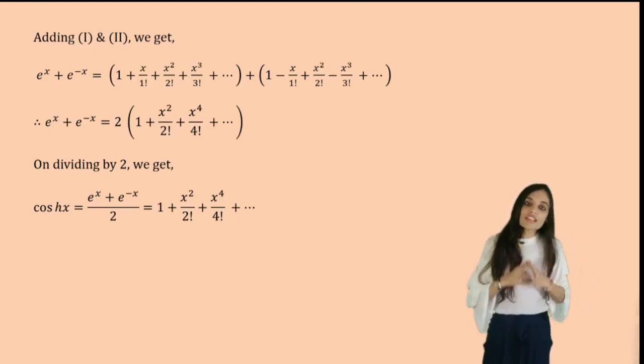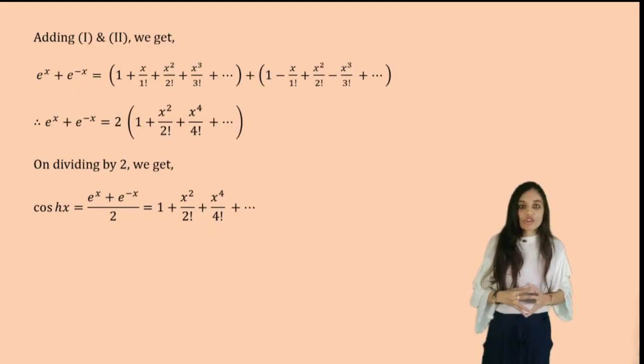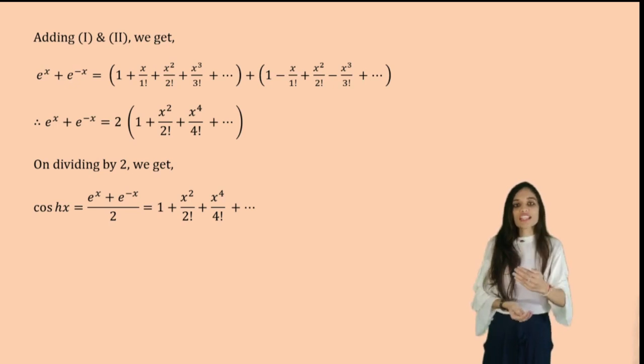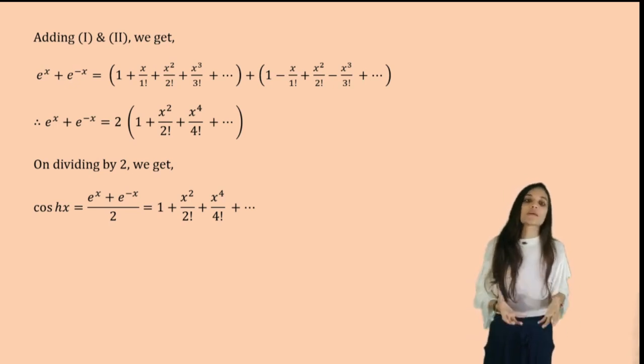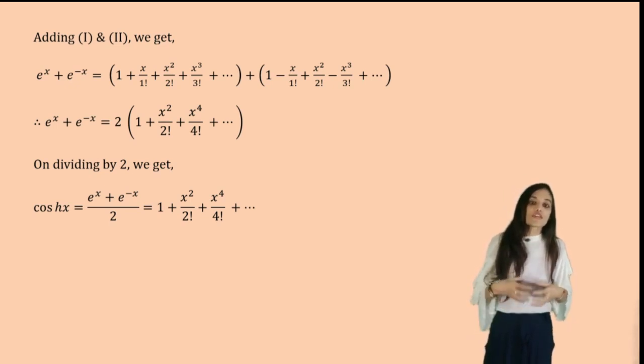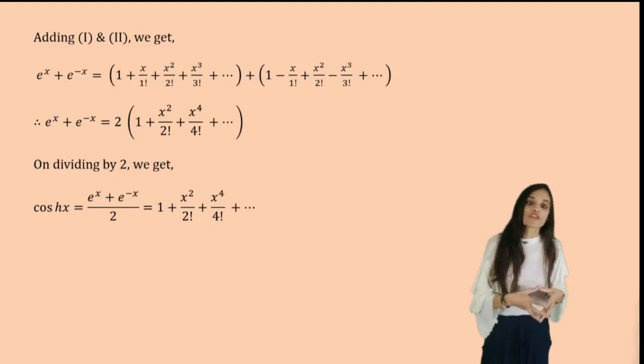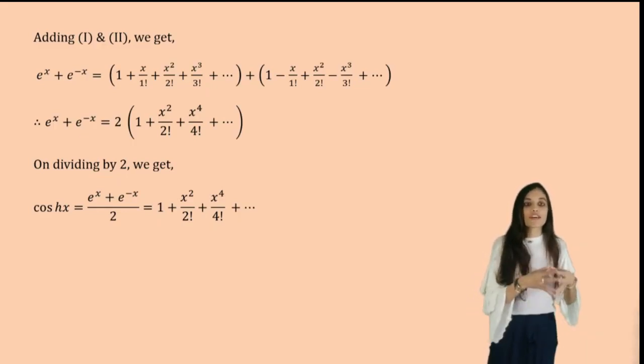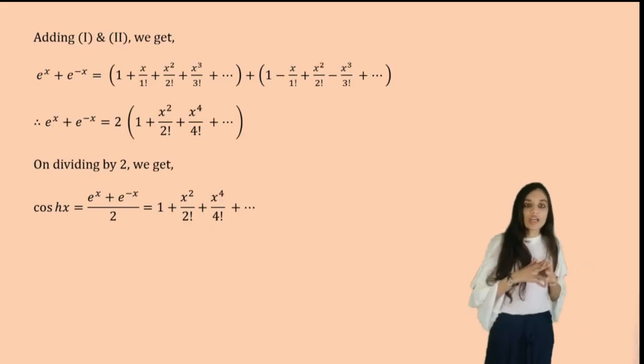Obviously, the Maclaurin series of cosh x can be found using derivatives also. You can find the derivative of cosh x two or three times and find the Maclaurin series using our formula, that is f of x is equal to f of 0 plus x upon 1 factorial f dash of 0 plus and so on.